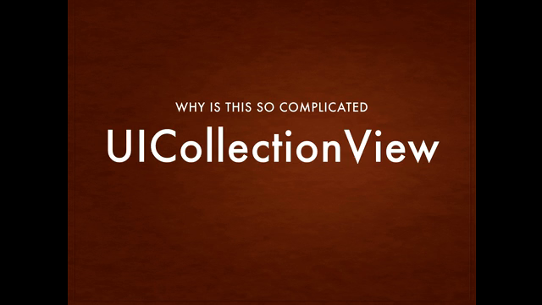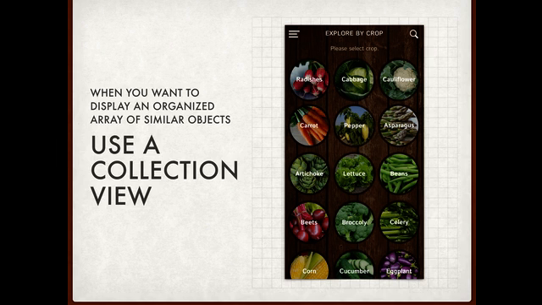So welcome to my little presentation on the UICollectionView in Xcode and why it is so complicated. It is very complicated. I feel like they could have done this an easier way, but it's super cool. So this might be something useful for you on some project at some point in your life. So when do you want to use a collection view?